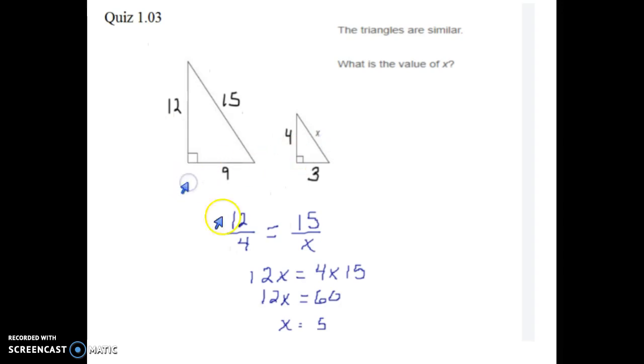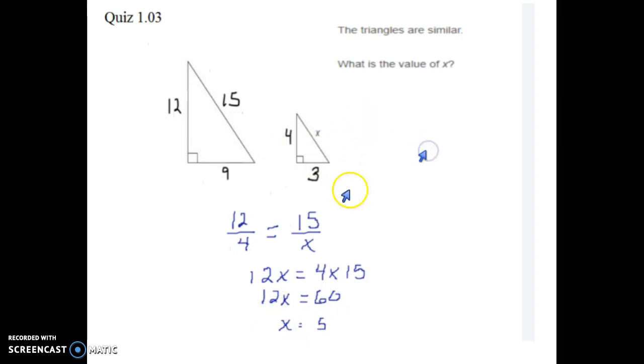So we can set up a ratio. So this side of the triangle is to this side of the triangle. So 12 over 4 is equal to this side, 15 over x, what we're looking for. So cross multiply. 12 times x is 12x. 4 times 15 is 60. Divide by 12, and x is equal to 5.